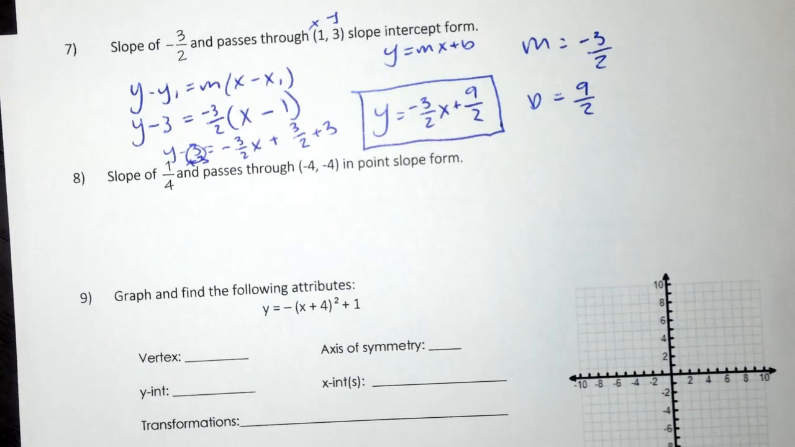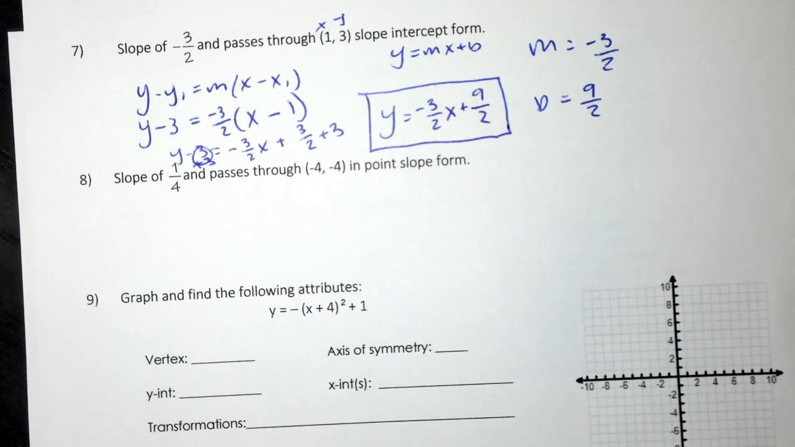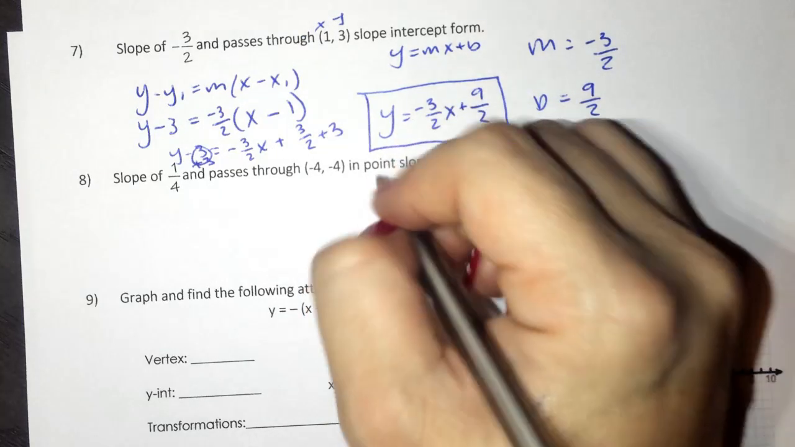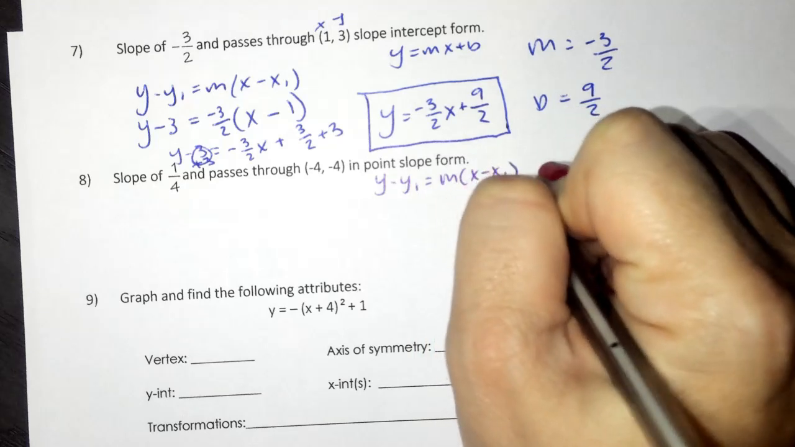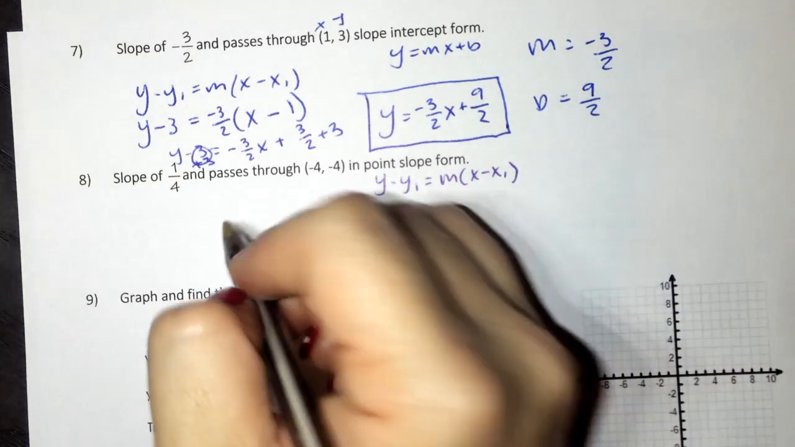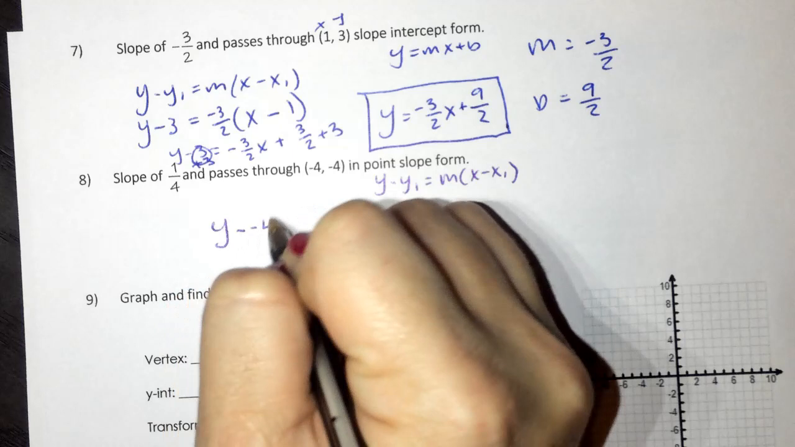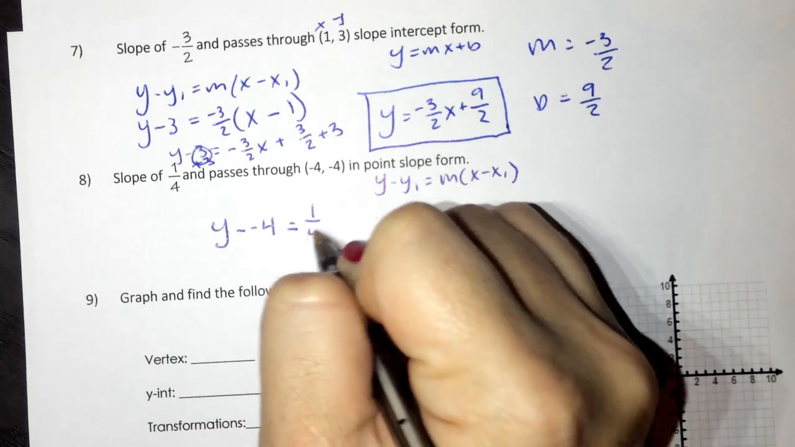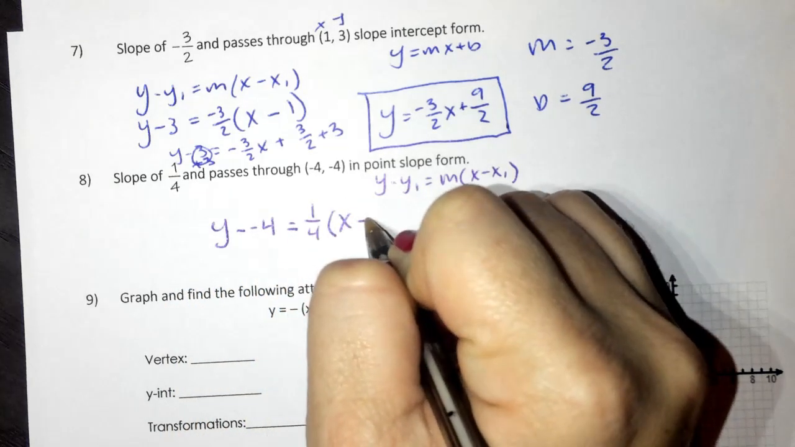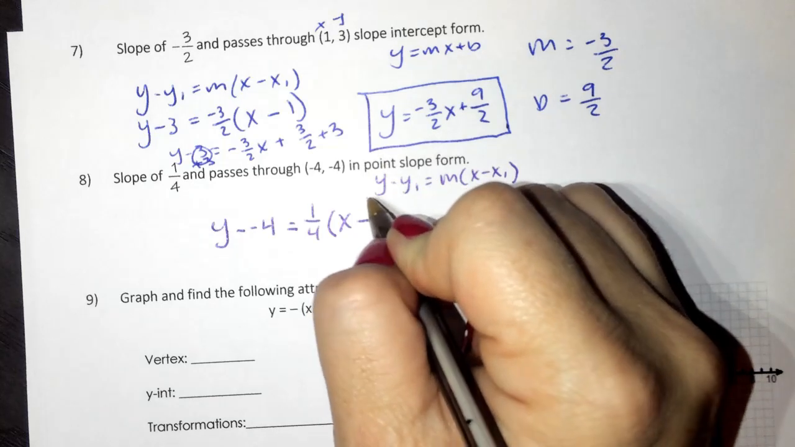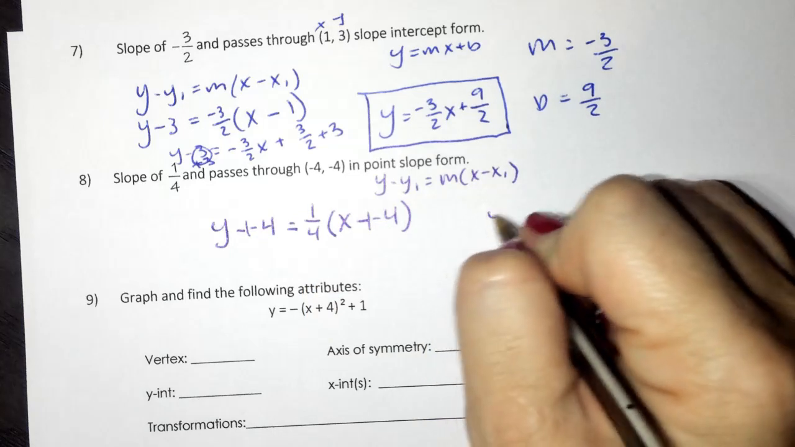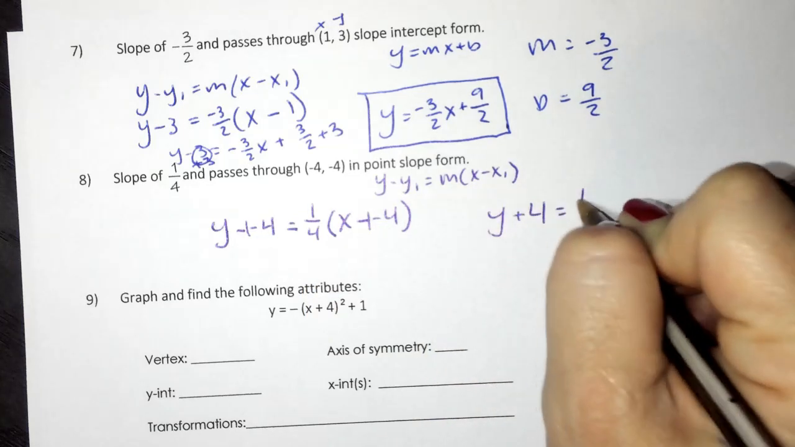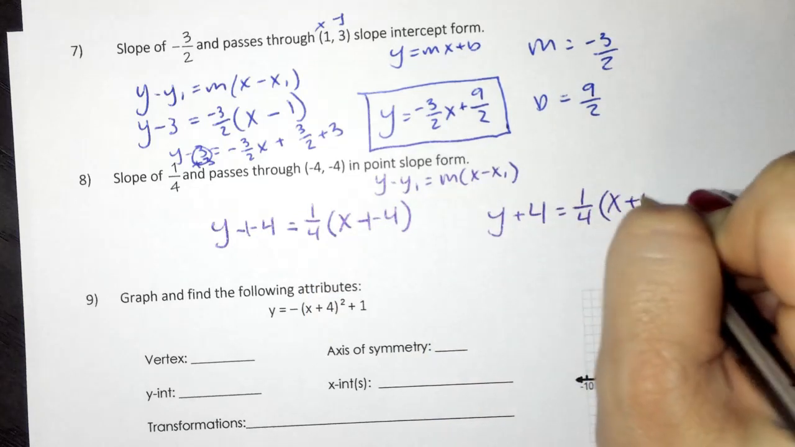Okay, slope of 1/4 and passes through this point in point slope form, which is y minus y1 equals m times x minus x1. So y minus -4 equals 1/4 times x minus x1, and x1 is -4. So these both become positive, and it's y plus 4 equals 1/4 x plus 4.